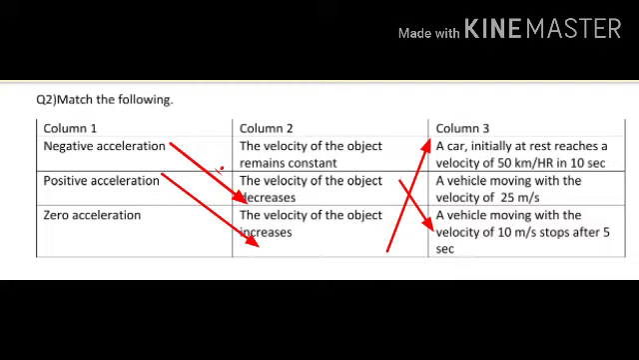Zero acceleration means there is no change in velocity. So from column 2 it is first one. The velocity of the object remains constant. It is not changing. From column 3 it is second one. A vehicle moving with the velocity of 25 meter per second. Here the velocity is not changing. So this is the answer.